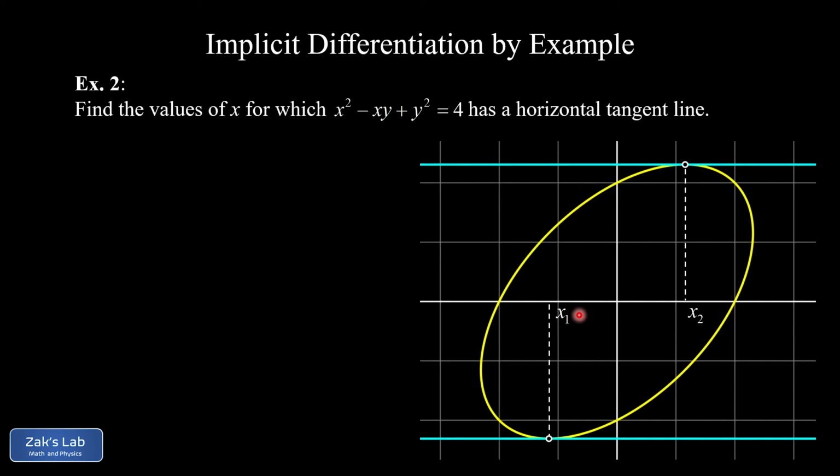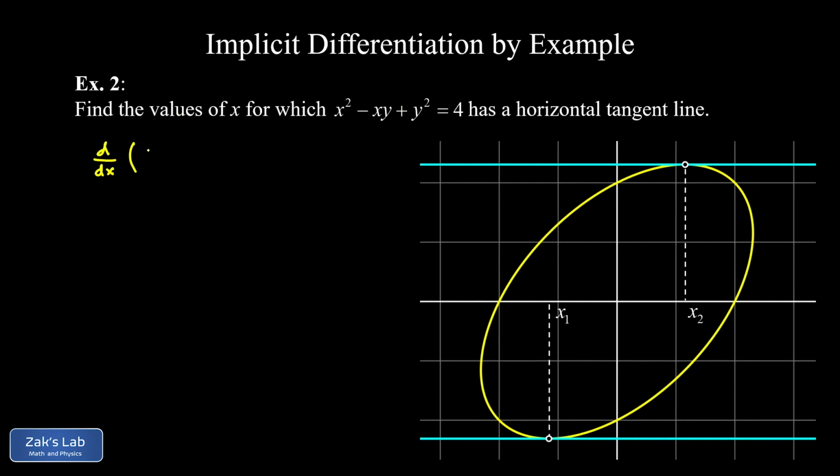So I've already shown them in the picture. x1 is the negative value of x corresponding to a horizontal tangent, and x2 is a positive value of x corresponding to a horizontal tangent. And to answer the question, we just need to get an expression for dy/dx, and then we're going to find out where that's equal to 0.